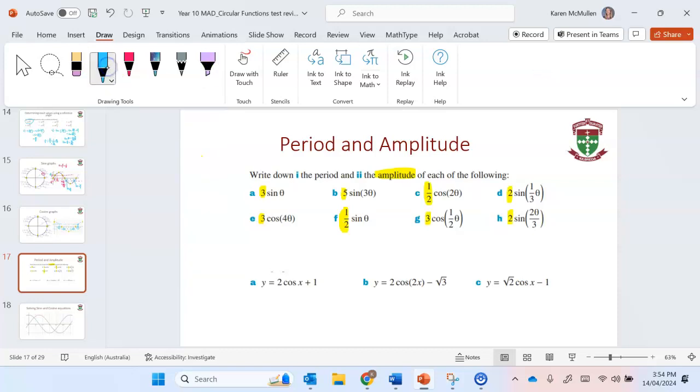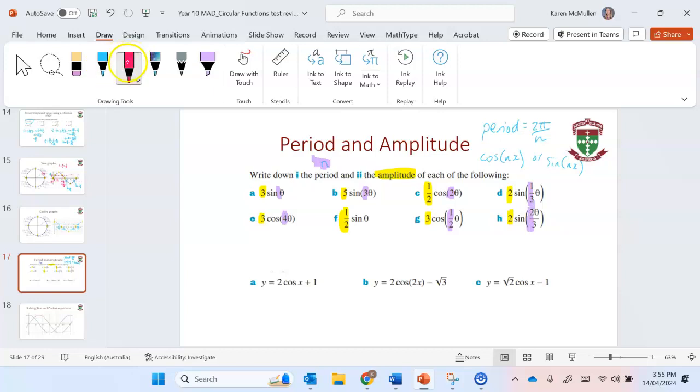Now your period, and this is only for sine and cosine graphs, is equal to 2 pi on n, where n is the number in front of x. All right, so I'm going to get rid of that because I don't want you to get confused. I'm going to highlight n in purple. The first one's just going to be 1. It's not really there. There's a 4, a 3, a 2, a half, a third, and 2/3.